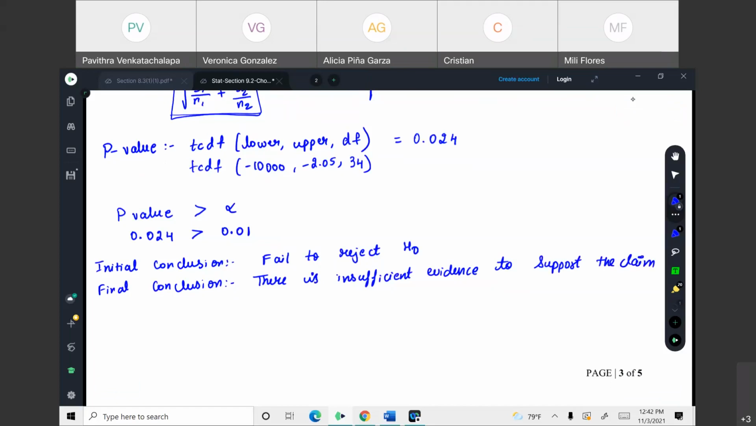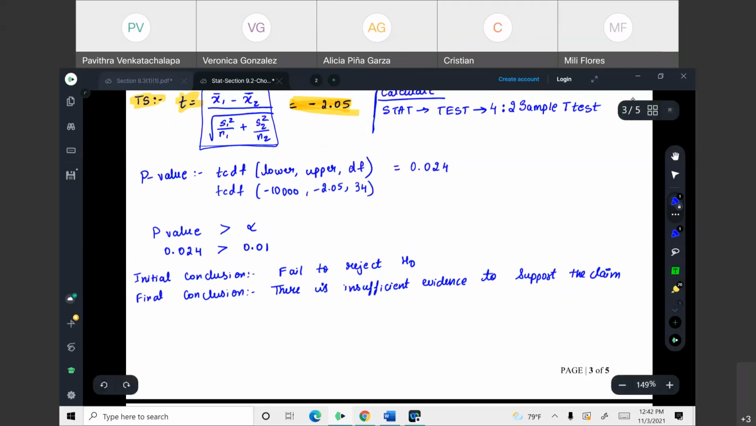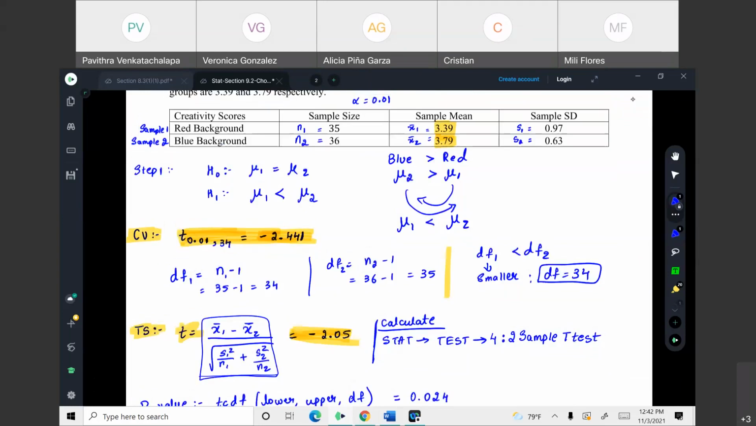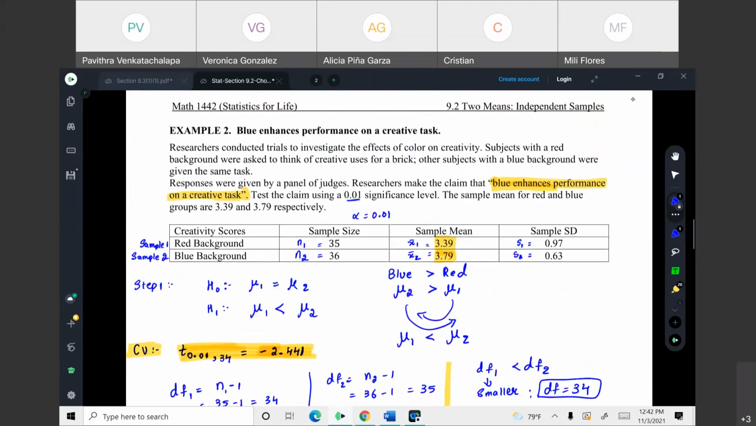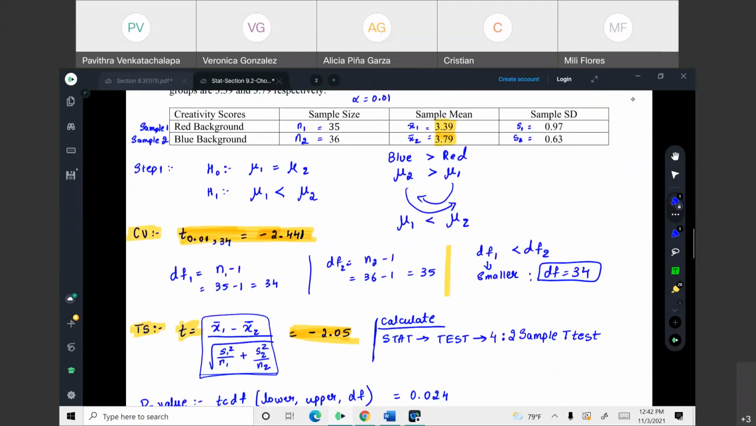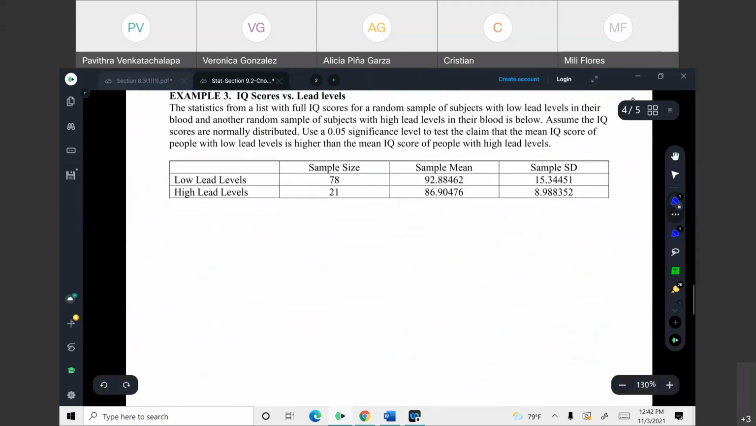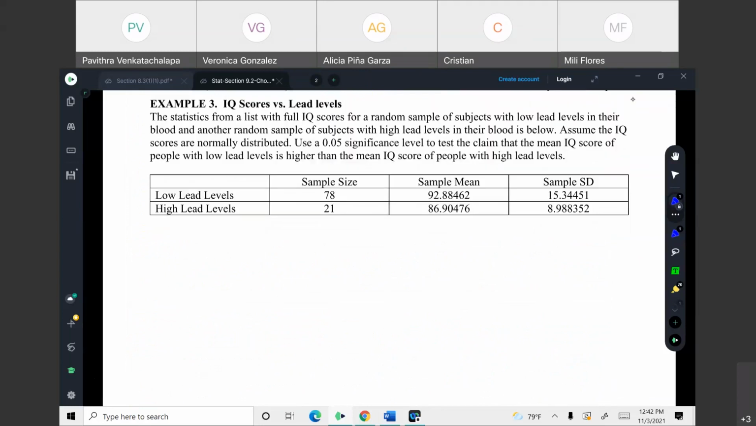Okay. So this was your example 2. Now we have example 3, and I will leave this to you. Just calculate and tell me the final conclusion, or maybe initial.